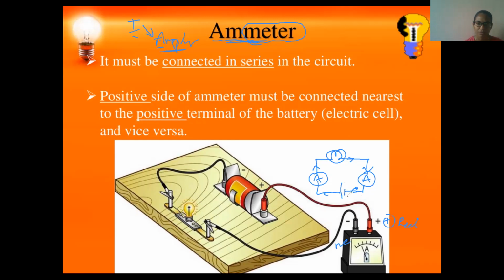See, this positive terminal is connected to the positive of the cell, and the negative is connected to the negative end. It will go, and again come back to the negative of the cell. So that is what we are going to connect. It has two terminals, positive and negative. We need to connect positive to positive of the cell and negative to negative of the cell. Then only it will work. Clear, children? This is the ammeter.